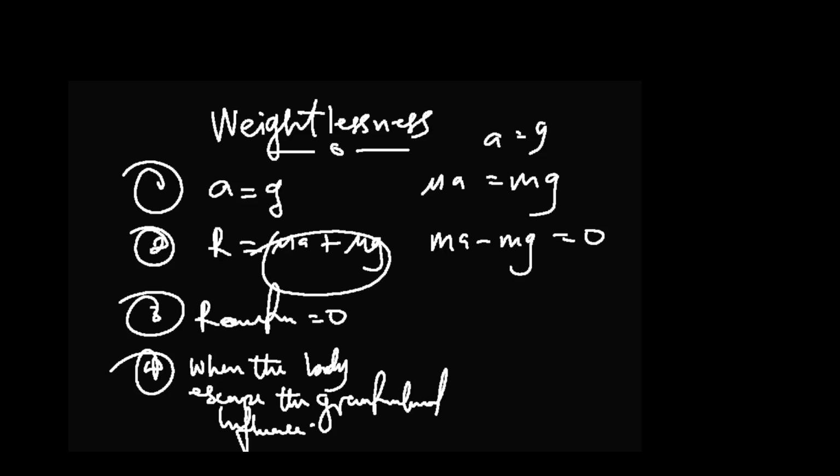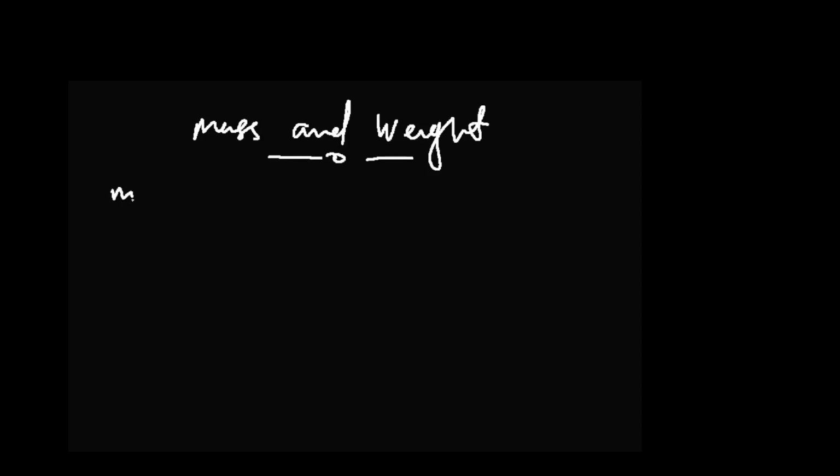So to wrap everything up, let's compare mass and weight. That's what we want to use to wrap the class up. So when you say mass and weight, what is mass? Mass is defined as the quantity of matter present in a body. That's to tell you that mass is constant. It doesn't change.